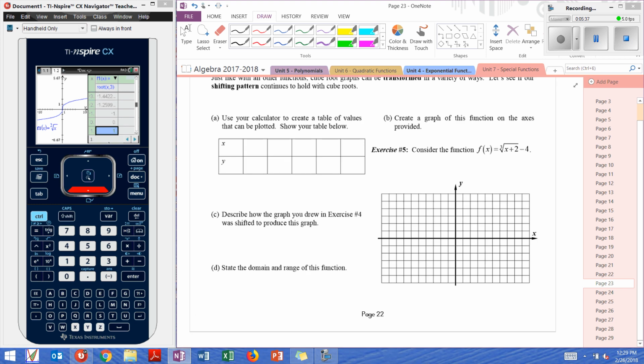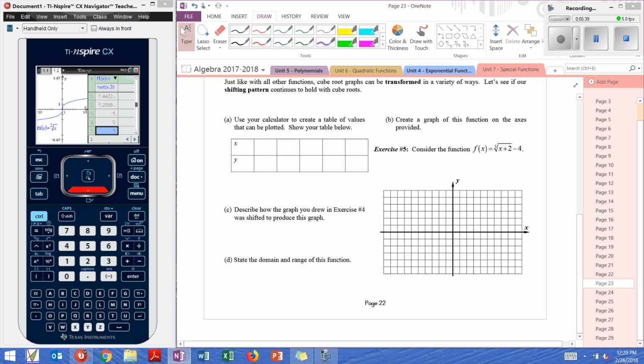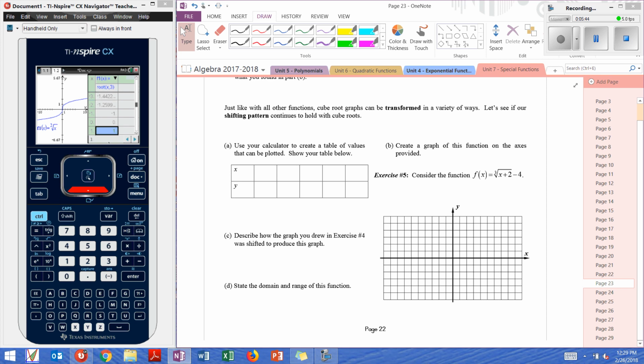So here's our next question. Use our calculator to create a table of values that can be plotted. It looks like, what happened here? Where is our question? Ah, this should be up here. That's why we're so confused.